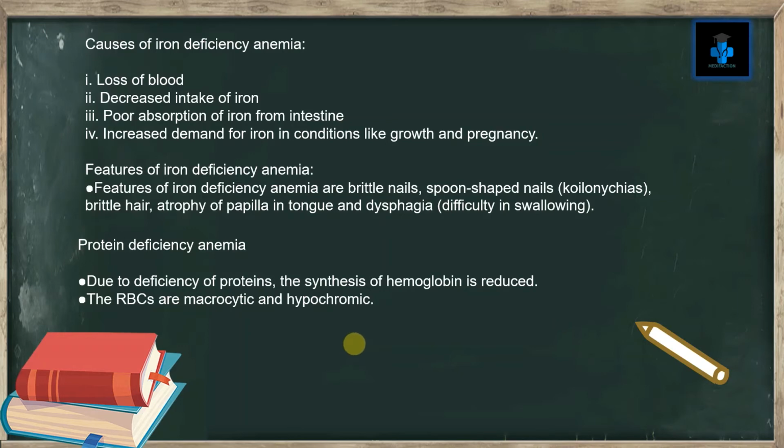Protein deficiency anemia. Due to deficiency of proteins, the synthesis of hemoglobin is reduced. The RBCs are macrocytic and hypochromic.